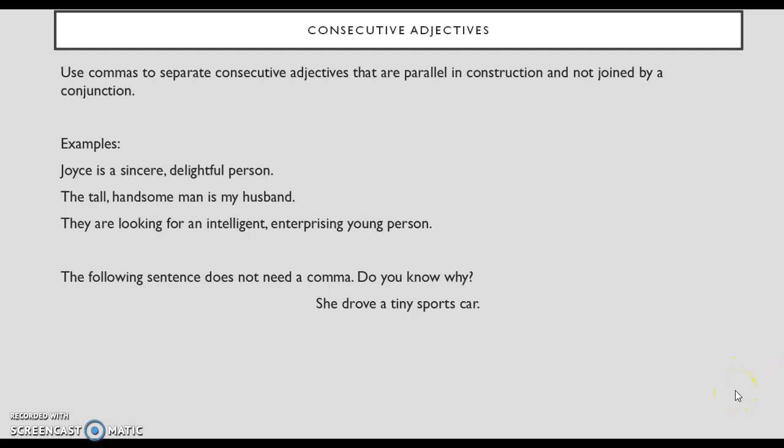The following sentence does not need a comma. Do you know why? It says, she drove a tiny sports car. You can't say she drove a tiny and sports car, so therefore no comma is needed.